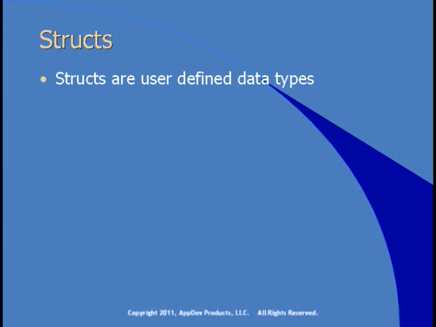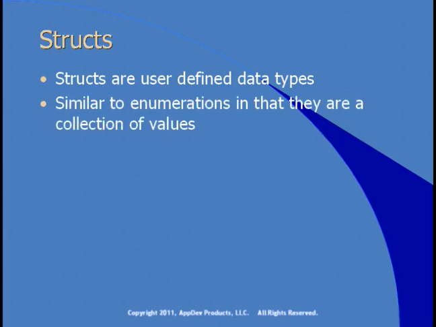Structs are user-defined data types. They're similar to enumerations in that they're a collection of values, but they can contain any data type. Enumerations contain numbers, and a struct can contain anything, including strings or DateTime. Let's go see a demo of constants, enumerations, and structs.